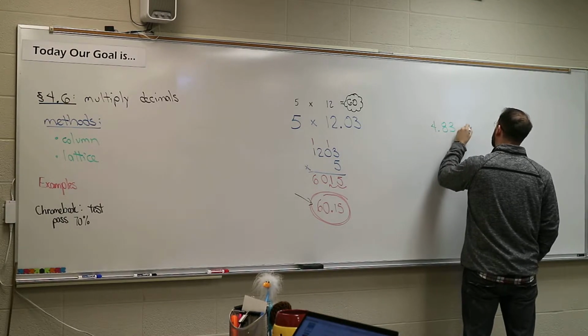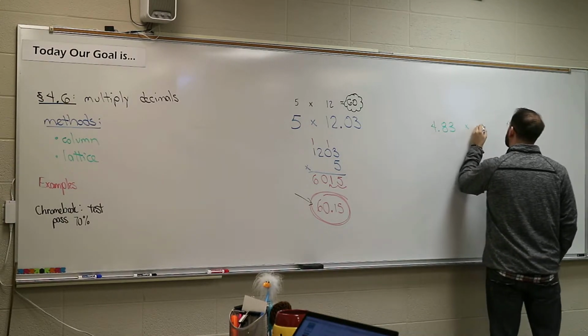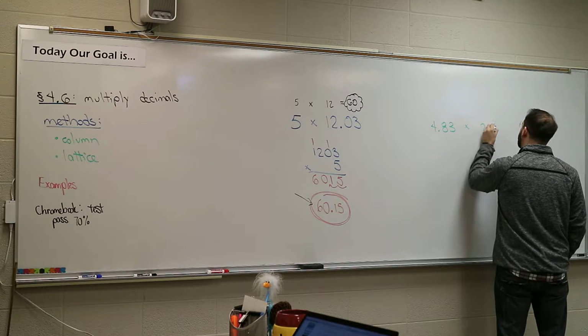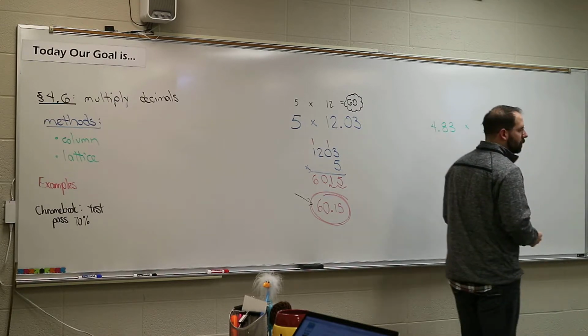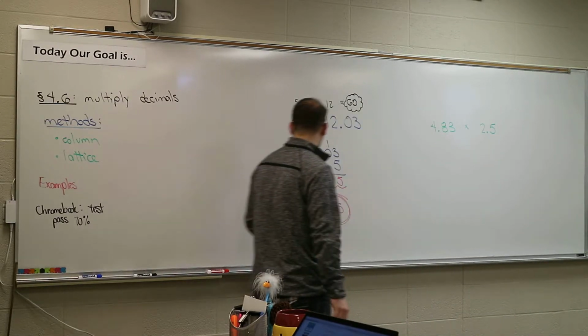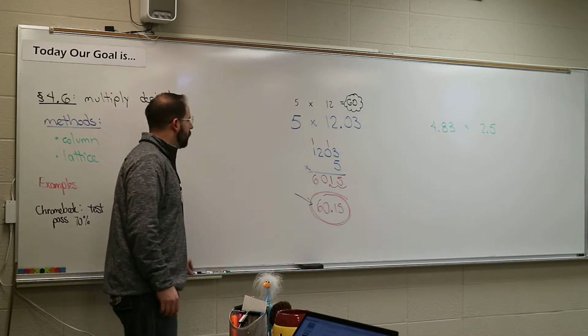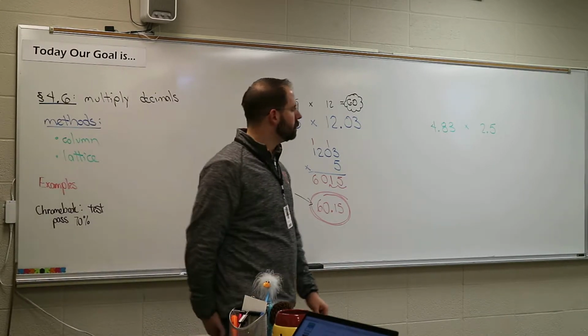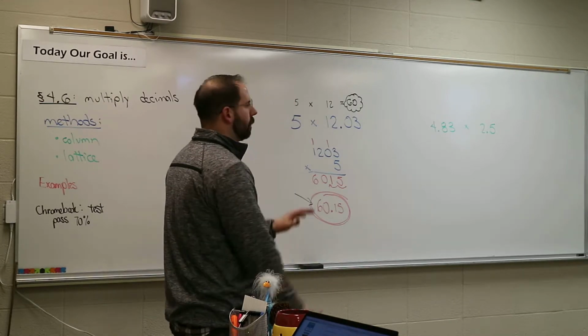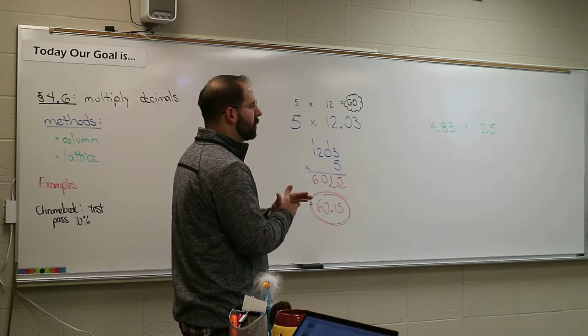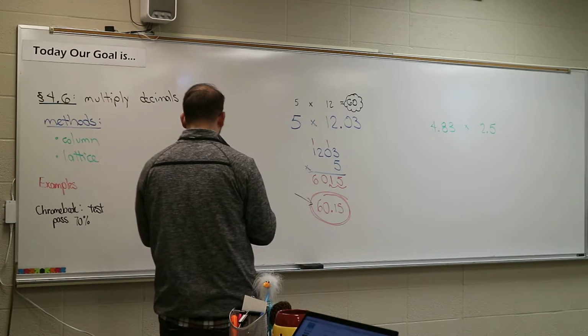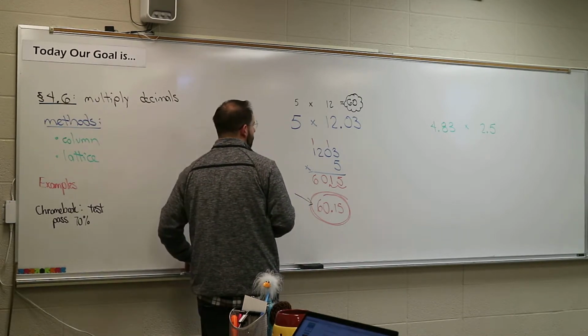4.83. And we're going to multiply by 2.5. Now we're getting longer and longer and longer. Bigger numbers now. Okay, so how do we start? What's the setup? What number do I put on the top? What number do I put on the bottom?